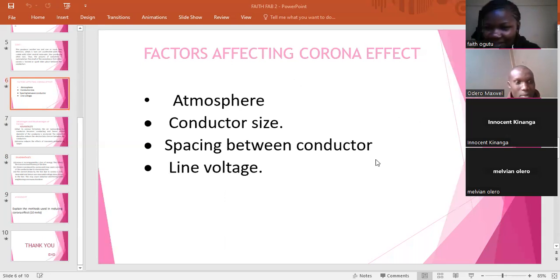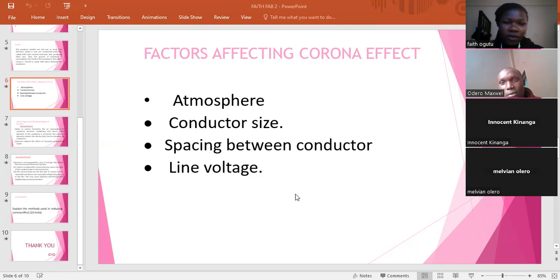Yes, Odero Maxwell is raising his hand physically. Can you tell us? First, it increases the size of the conductor. Yes, that is an advantage: it increases the size of the conductor, which reduces the dielectric stresses in the conductor. Thank you for that. And another one? Yes, it reduces surges. Thank you for that, Innocent. Yes, welcome. I can see you are all attentive.